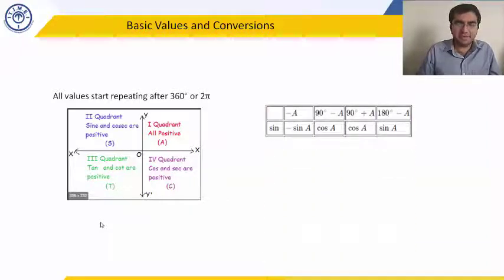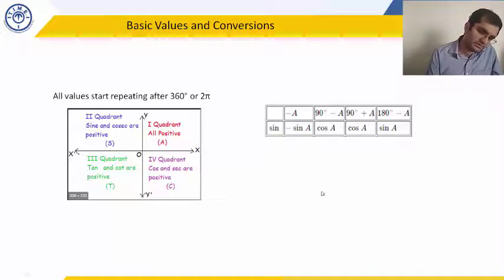Now the next item is very, very important. This is basically for convenience when you want to change some angles. Okay, this might not be very visible, so I'll just tell you what is written. This is minus a, 90 minus a, 90 plus a, 180 minus a. Okay, now let's look at sine.